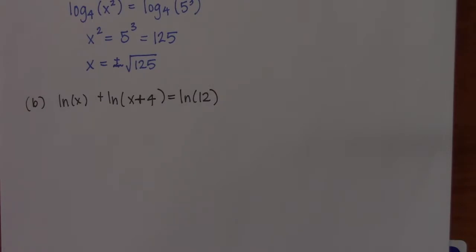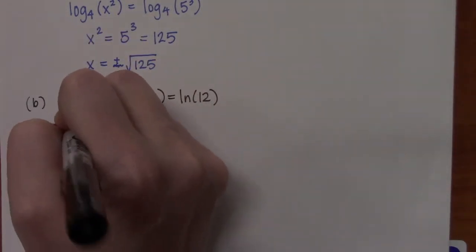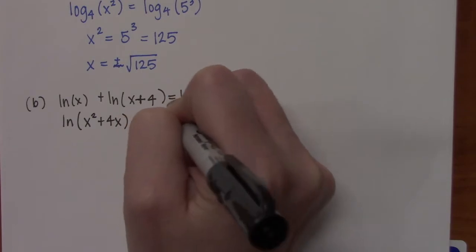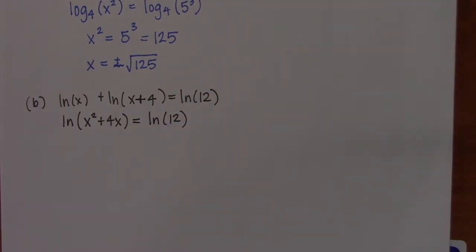So I'd really like to be able to use my rule, right? I have natural log on both sides, but I have to simplify it down to one single log term on the left and one single log term on the right. So the right's fine, but for the left, I need to combine those two expressions into one term. And so when we add, what do we do on the inside when we combine? Multiply. So that means the left side of this becomes the natural log of x squared plus 4x, and that will equal the natural log of 12.